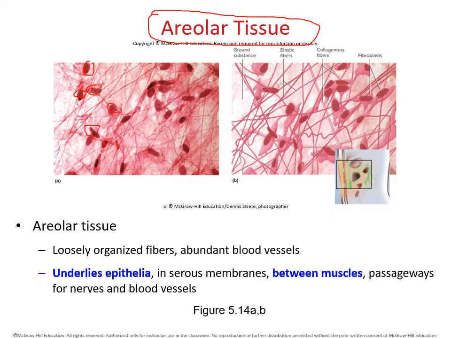Now, very similar to the epithelium tissue, I went ahead and highlighted the locations that I want you to concentrate on when it's time to study for the exam. I want you to be able to tell me that areolar tissue is an example of connective tissue. I want you to be able to tell me that you can find it underneath the epithelium, which is underneath the skin, and also between muscles. Those are the two most common spaces for areolar tissue.